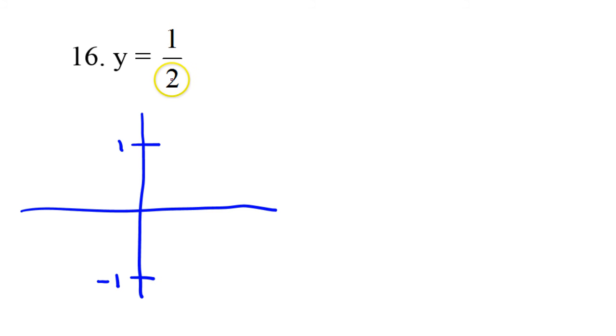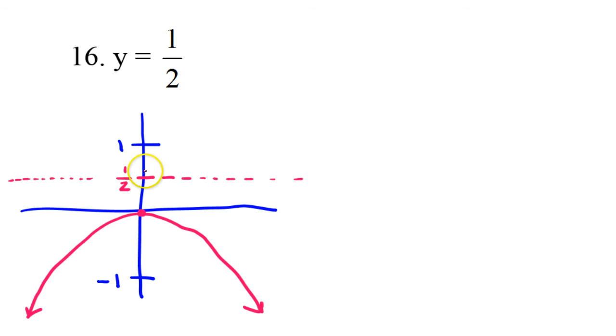Y equals 1/2 is a horizontal line at 1/2. So 1/2 is going to be about here. So just put 1/2. So this is the line y equals 1/2. That means the parabola must be opening in the opposite direction, so opening down. The focus will also be in the opposite direction. So if the directrix is at positive 1/2, then the focus should be here at negative 1/2. And that tells you the p value right there.